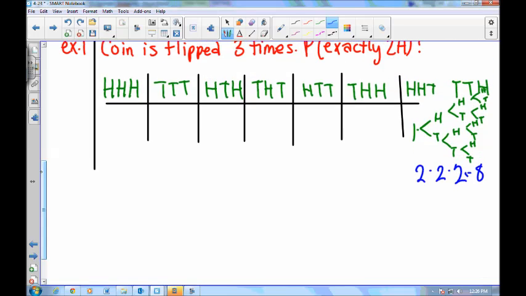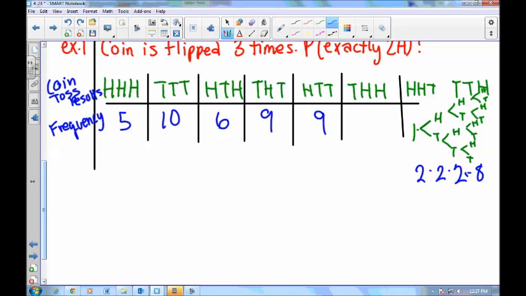Okay, so say we do it. This is the coin toss results, and this is our frequency. Table should always be labeled. We get 5 heads, heads, heads. We get 10 tails, tails, tails. HTH, 6 heads, tails, heads. 9 tails, heads, tails. Also 9 heads, tails, tails.